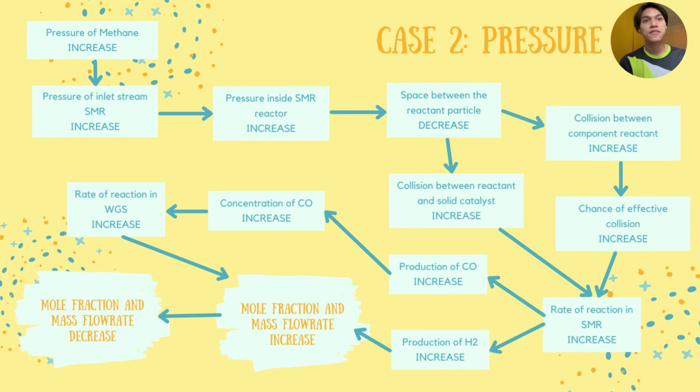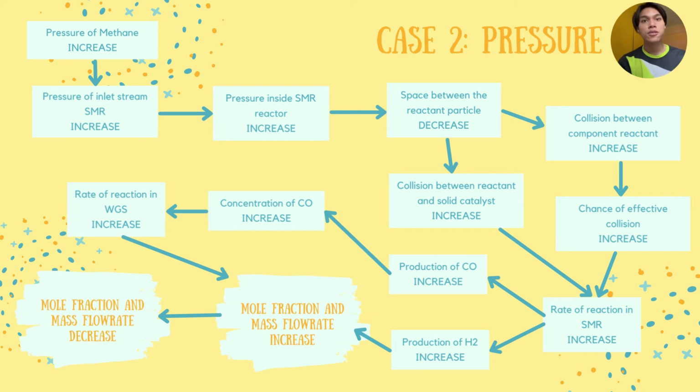The increase in pressure of methane feed can cause the pressure inside the SMR reactor to increase. As the pressure of the reactor increases, the reactants inside the reactor are compressed, causing the space between the particles to decrease. Due to the confined spaces, the collision between the particles will become more frequent, thus increasing the chance of effective collision and leading to an increase in rate of reaction in the SMR. The particles also collide with the catalyst more frequently, which also leads to an increase in rate of reaction in the SMR. The production of hydrogen will increase, thus the mole fraction and mass flow rate of the hydrogen will increase.